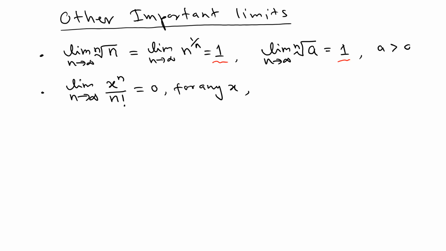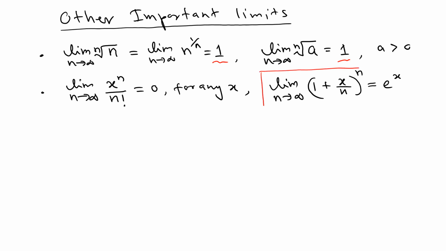And then the last one is the limit as n goes to infinity of 1 plus x over n, to the nth power. See the format: it is 1 plus x over n to the nth power, for any x. This is simply e to the x. This is a result that we use everywhere in calculus. Again, this is for any x; it can be positive, negative, 0, whatever. So those are some of the important limits.